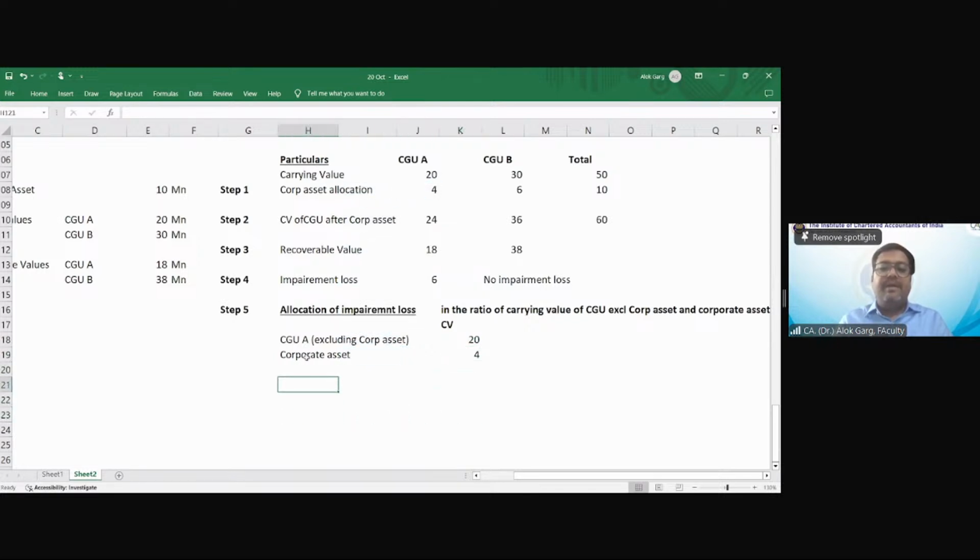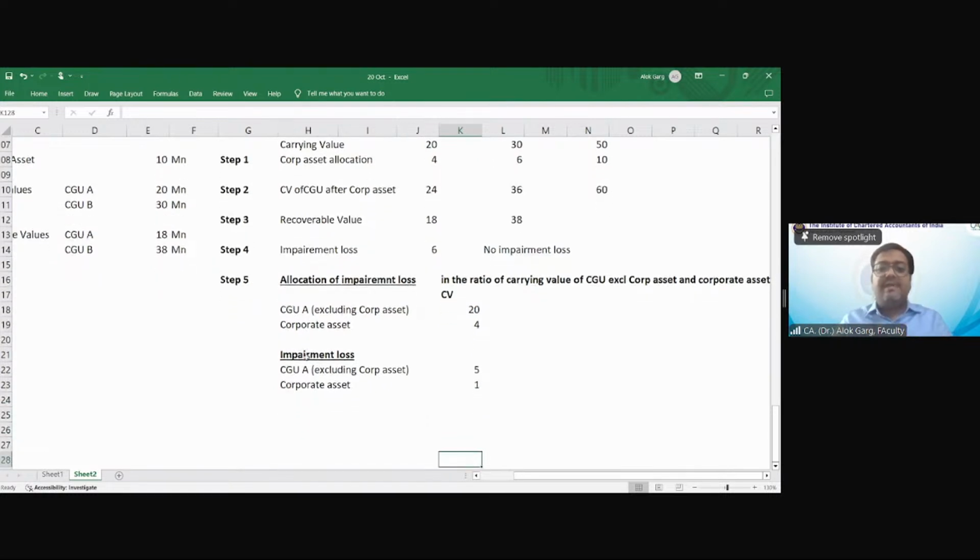So what is my impairment loss? My impairment loss of 6 million needs to be allocated. 6 multiplied by 20 divided by 24. 6 multiplied by 4 divided by 24. 1 million. This is my impairment loss.